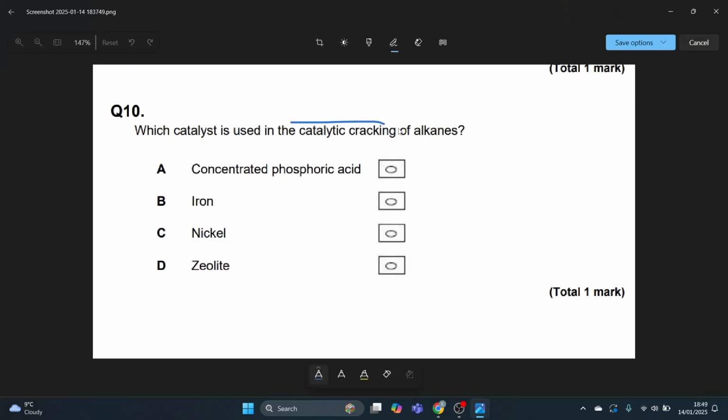Question 10. Another question about catalytic cracking. Which catalyst is used in catalytic cracking of alkanes? Concentrated phosphoric acid, iron, nickel, zeolite. The answer is zeolite catalyst.